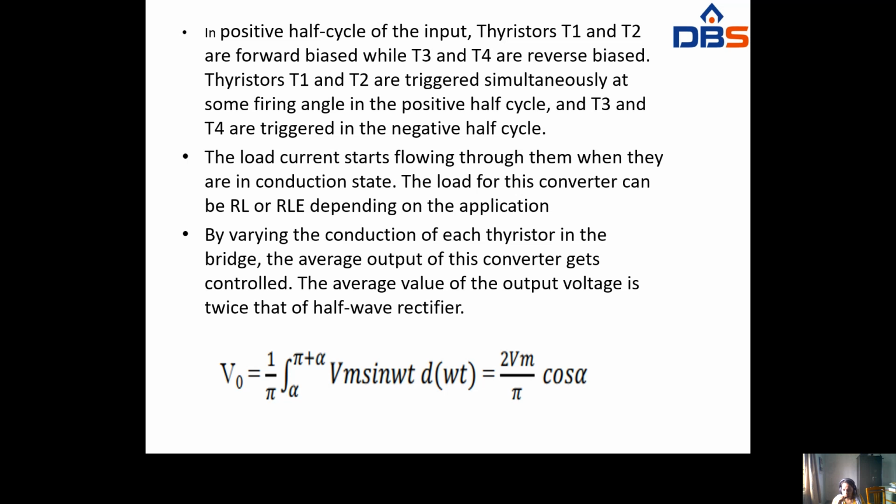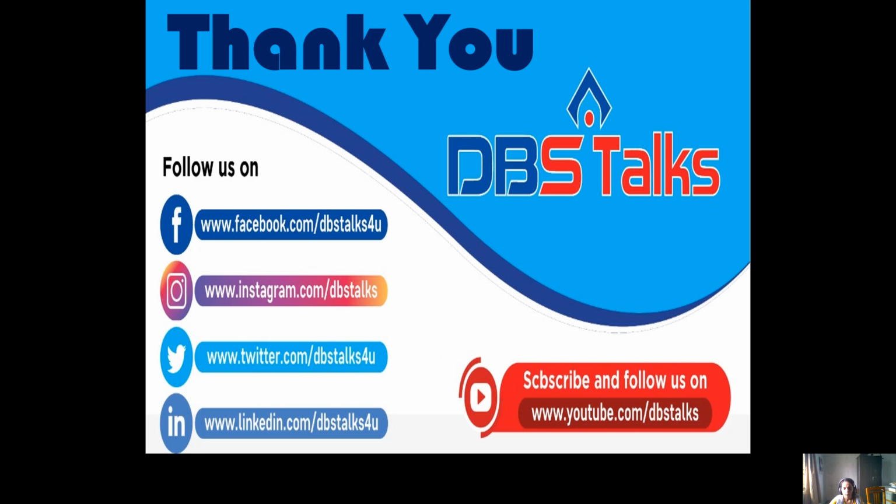So by varying the conduction of each thyristor in the bridge, the average output of this converter gets controlled. The average value of output voltage is twice that of a half wave rectifier. Okay, here V naught equals 1 by pi integral alpha to pi plus alpha Vm sin omega t d omega t. When you simplify this, the output voltage for the single phase full wave rectifier with RLE load will be 2 Vm by pi cos alpha. This is for output voltage. Okay. Thank you.